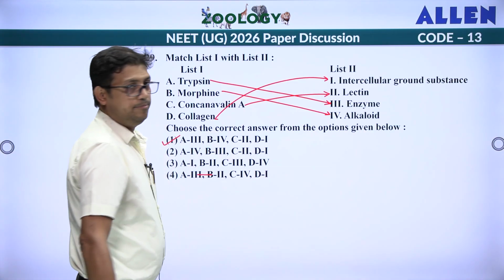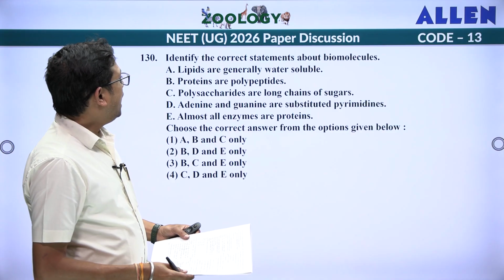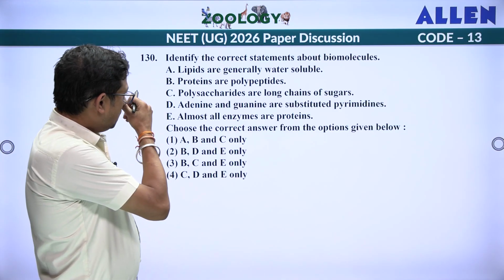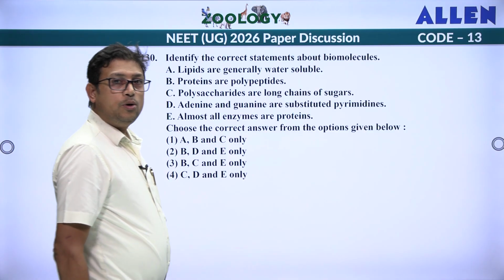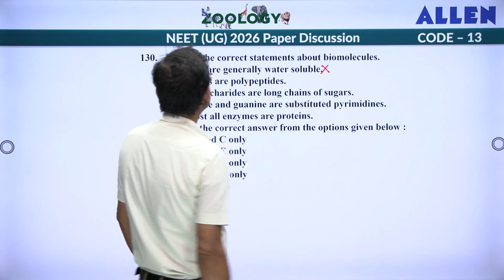Answer is 1. Okay. Next, identify the correct statement about biomolecules. Lipids are generally water soluble. We know that lipid or fat are what? They are water insoluble. So it is wrong.